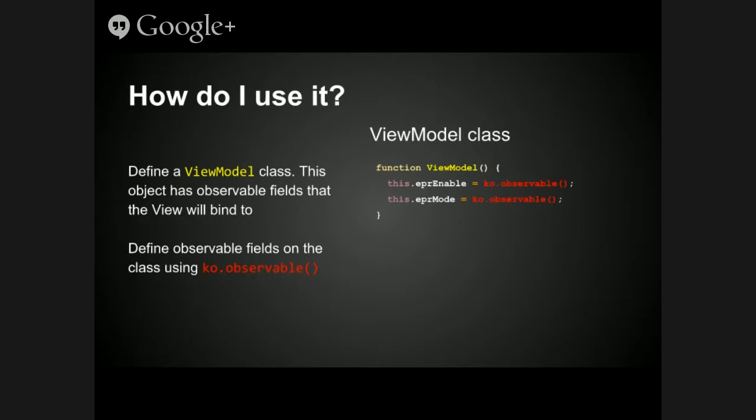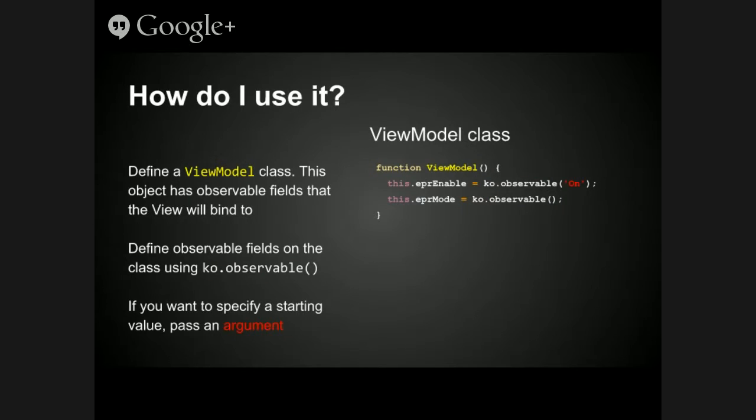or call that same function with a new value to set that value. For example, if you wanted to have the initial value of EPR enabled to be on, you would pass this on parameter to the constructor. It works the same way as if you're setting the value of EPR enable.